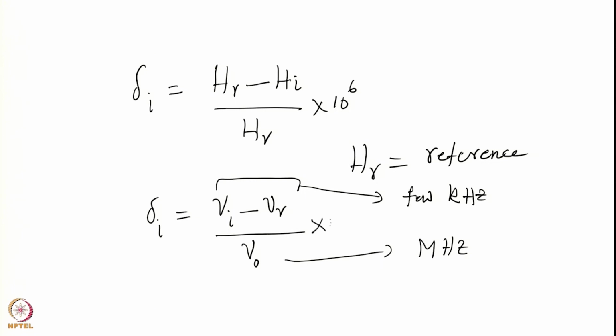Then of course I will also multiply by 10 to the power 6 because this is a very small number. Nu 0 is in megahertz and this is in kilohertz. Suppose this is 100 hertz and this is 100 megahertz, this is an extremely small number. Therefore, for a reasonable representation we multiply by 10 to the power 6 and say this is in parts per million. Delta I is represented as parts per million because it is how many parts per million of this is the deviation, that is the screening, that is the chemical shift. So now the field dependency is gone.